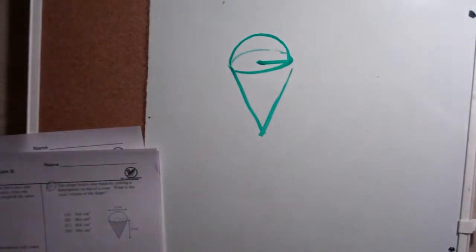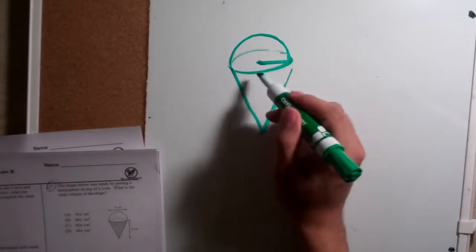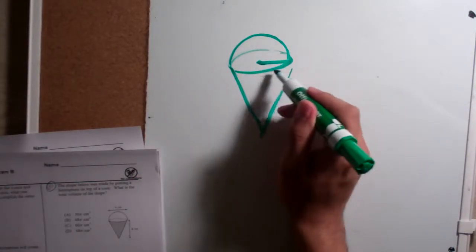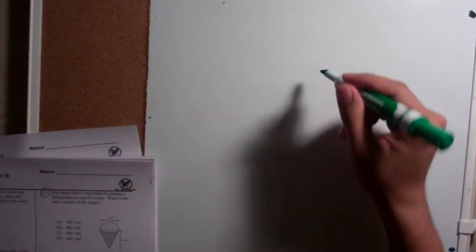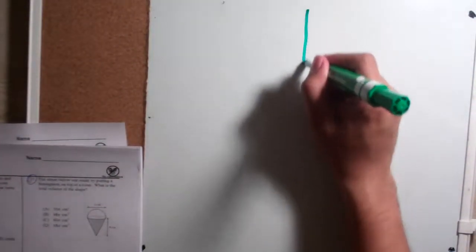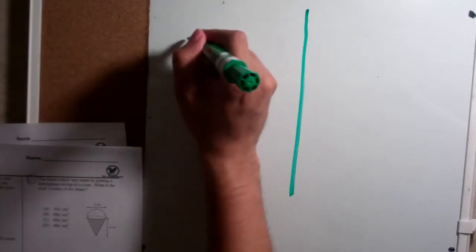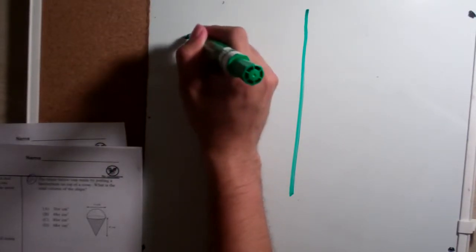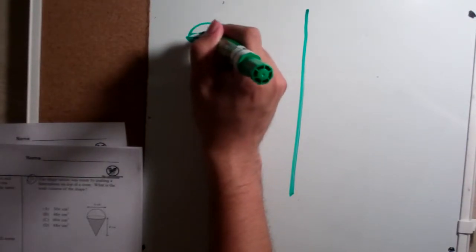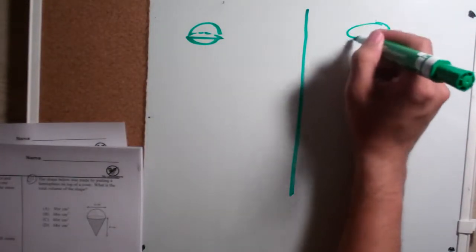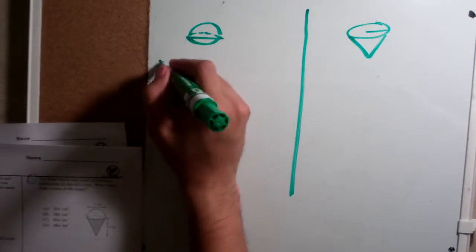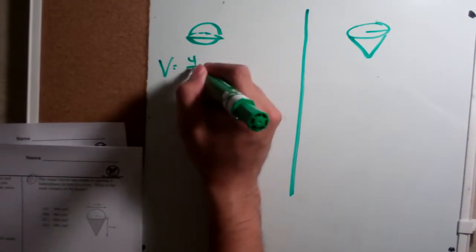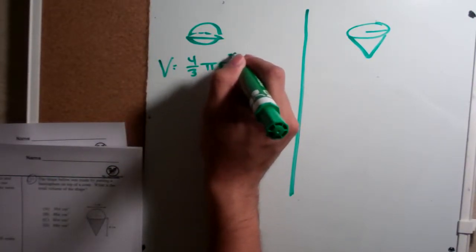Okay. So I want to break this up between a cone, which is this bottom portion, and a hemisphere, which is half a sphere. Okay. So let's go ahead and find both of these things. All right, so I'm going to go ahead and put hemisphere over here. Okay, that's a horrible drawing of a hemisphere. And over here. Okay. The volume for a sphere, it's 4/3 pi r cubed.